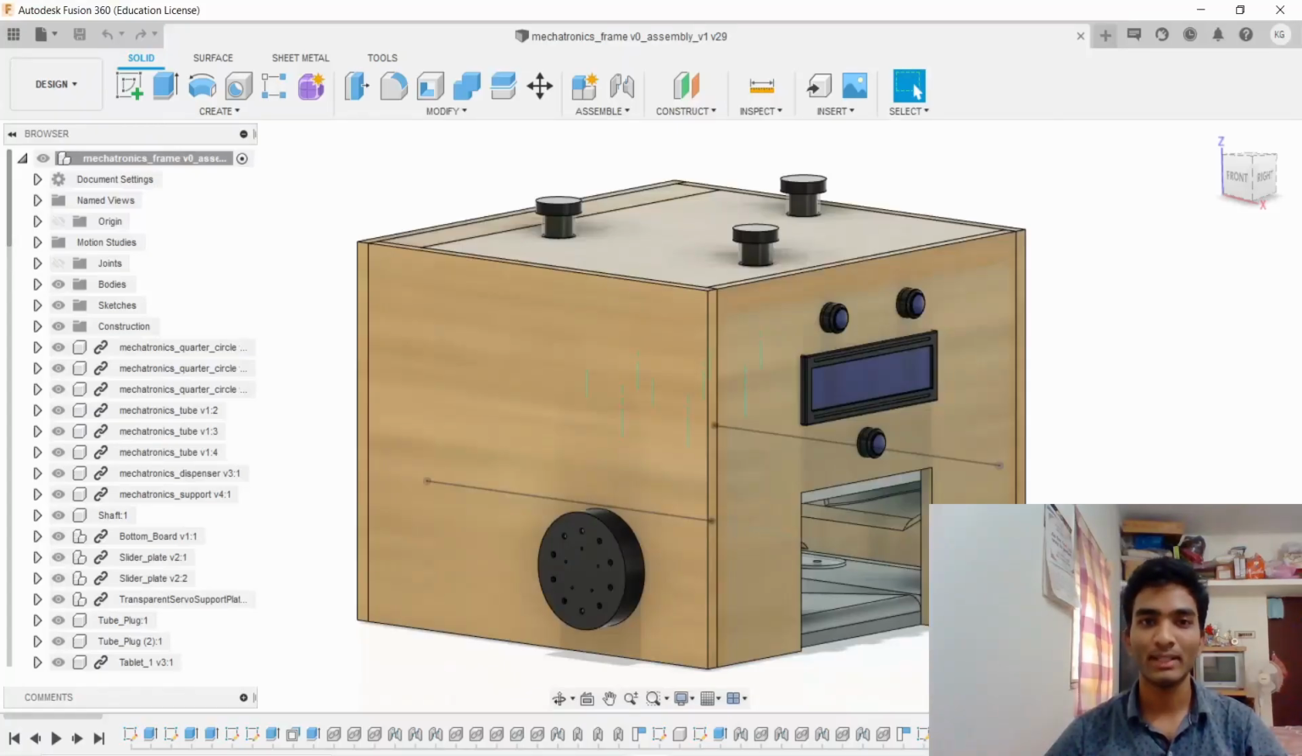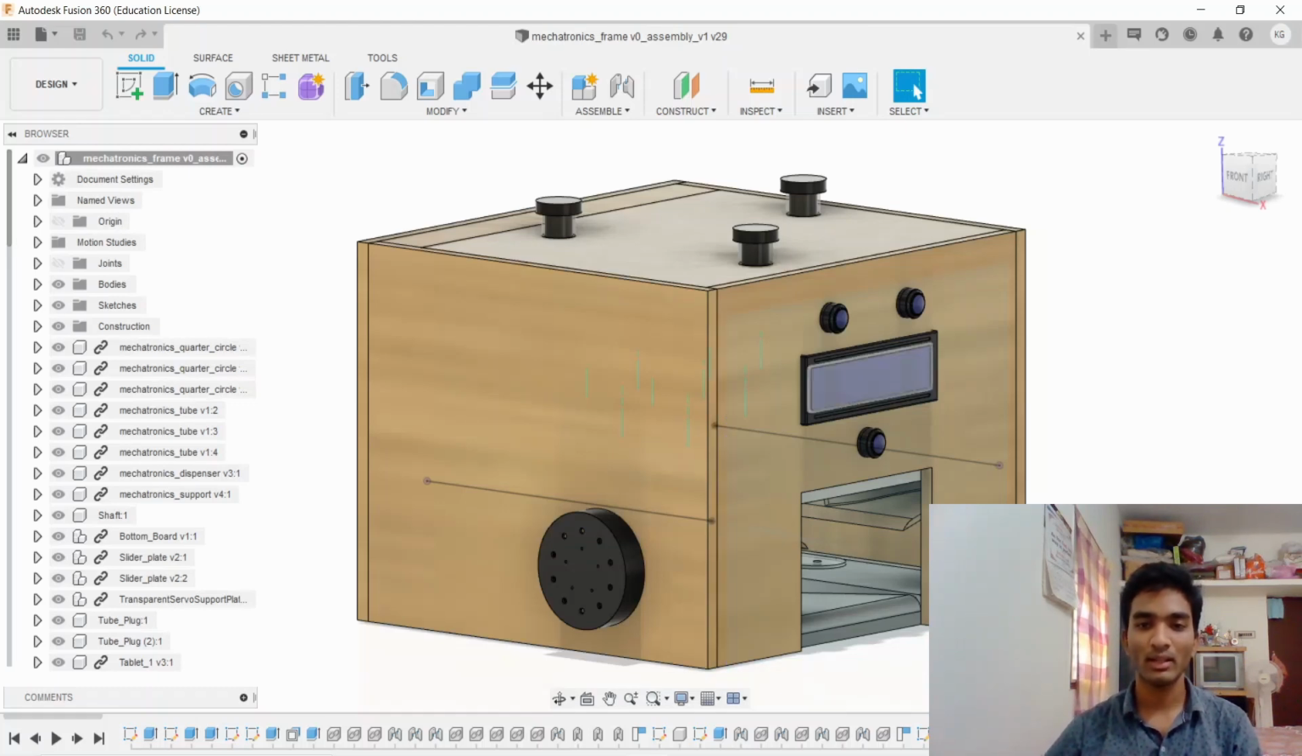Hello everyone, my name is Kenneth Gokavi. I study at Kale Technological University. So now let's discuss the 3D model of the prototype. We have used Fusion 360 for this purpose. Let's discuss the parts one by one.